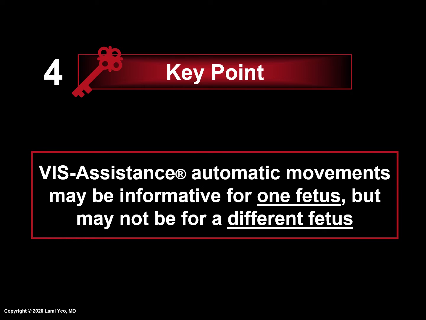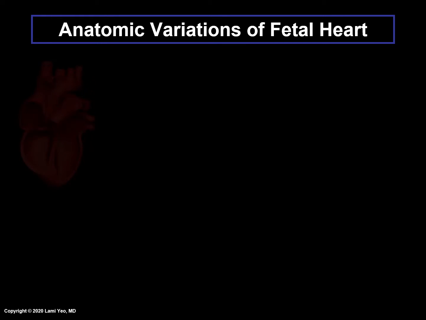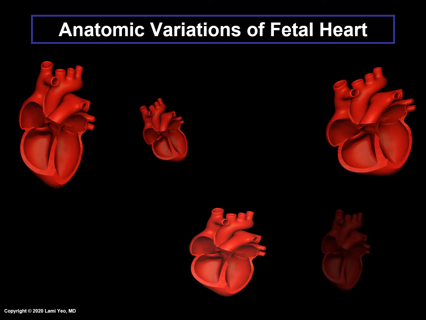The fourth key point is that VISA assistance automatic movements may be informative for one fetus, but may not be for a different fetus. Why? One reason is that among different normal fetal hearts, there is anatomic variation.